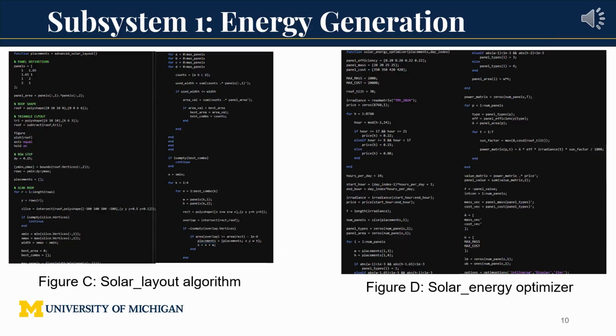Now briefly on the code, this function takes a panel placement and combines it with solar radiance data and time-based electricity pricing. It calculates energy generation for each panel, converts it to value, and then uses MATLAB's intlinprog solver to determine which panels should be installed while satisfying the constraints.